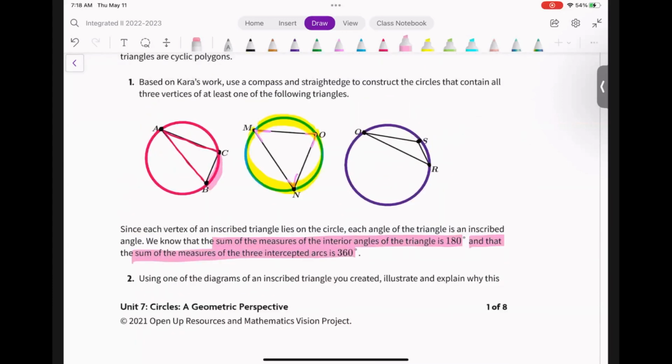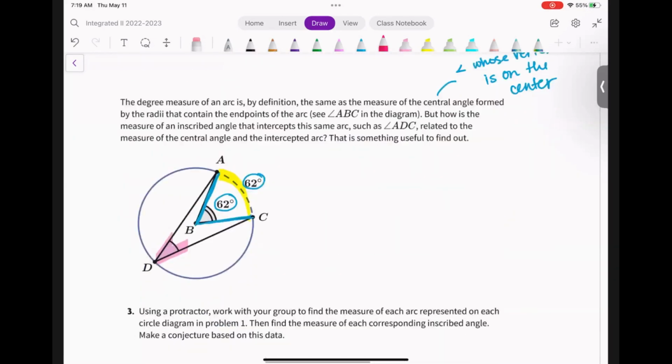Your understanding here was that if you add up all the angles of a triangle, it'll be 180. So your triangle sum is 180, and your intercepted arc sum is 360. Now my brain, whenever I see two numbers like this, says, well, how am I going to get from here to here, or vice versa? So that's something for us to figure out.